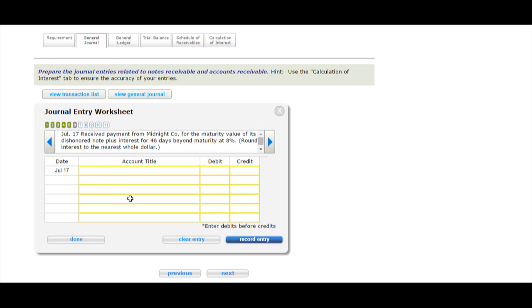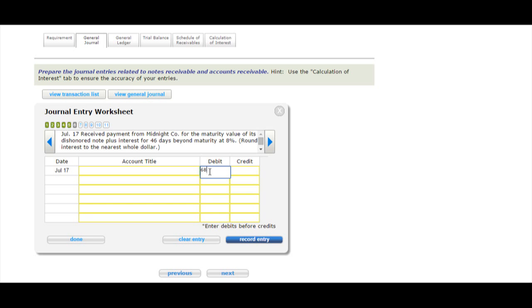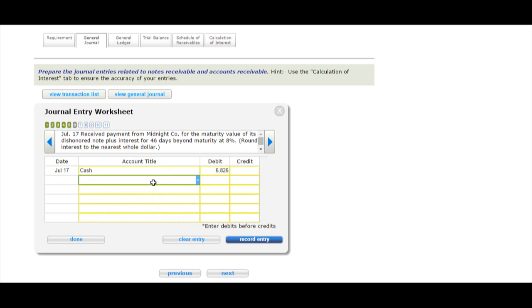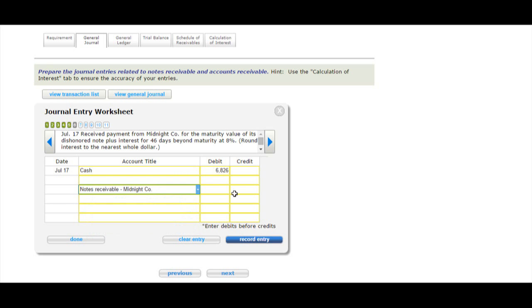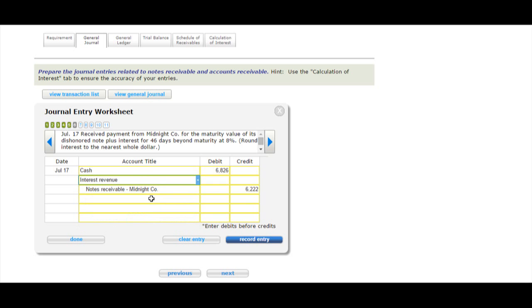Let's work this out. The original note was for $6,100. The interest that had accrued on that was $122. The total owed was then $62.22. For this transaction, you will take the $62.22 and multiply it by 8% for 46 days. This gives you another $64 in interest. The transaction is then a debit to cash for $68.26. A credit to notes receivable for $62.22, and another credit to interest revenue for $64.